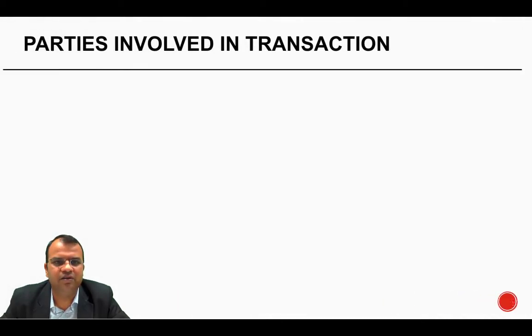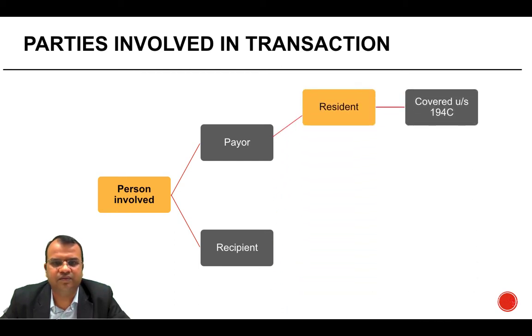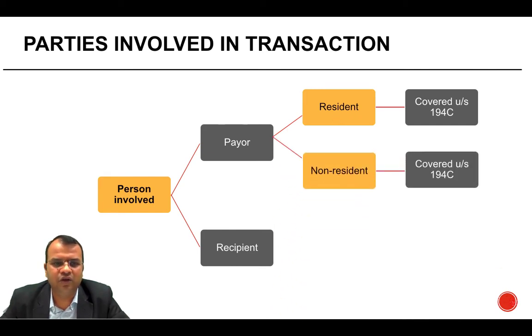Let's look at this particular section. So the first question is, which are the parties involved in a transaction? Of course, there is a payer, the person who makes the payment, and there is a recipient. Now, the person who is making the payment can either be a resident or he can be a non-resident. The good thing is both are covered under section 194C, which means if a payer who is a resident makes a payment of the nature which is covered under section 194C, he has to deduct TDS. Similarly, if there's a non-resident who is covered under section 194C and he makes a payment, he also has to deduct TDS.